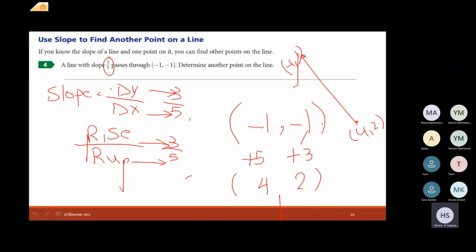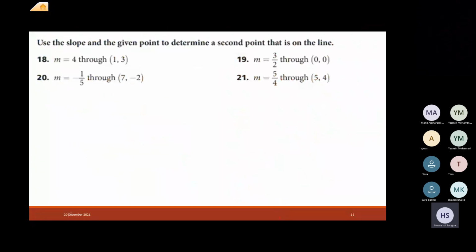Shall I solve another example now? I will solve number 18 with you, then I will let you solve the next one. It's the same. Now I will solve 18, then I will solve the other examples.